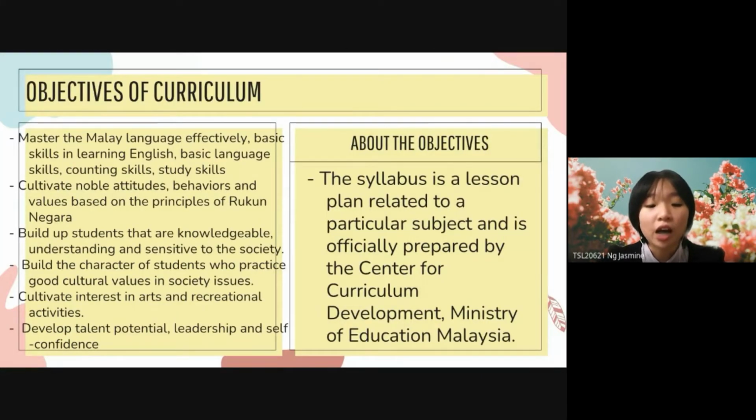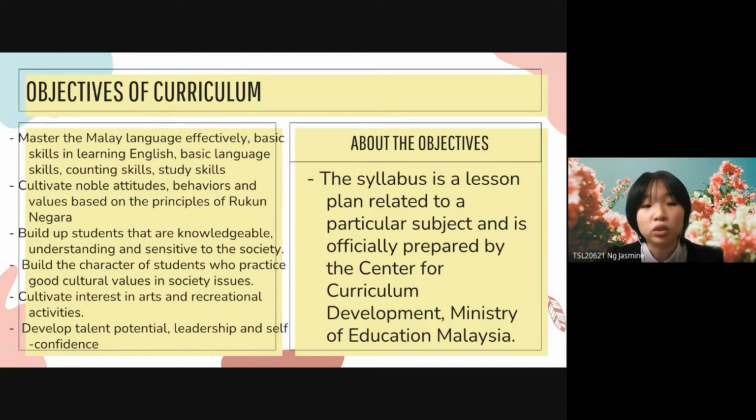So these are the objectives of curriculum. Curriculum is to help students to master the Malay language, which is our national language, effectively. It is also to help them master basic skills in learning English, basic language skills in oral form and written form, and counting skills, which is mathematics, and also study skills.